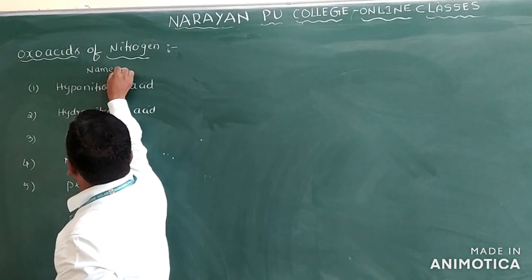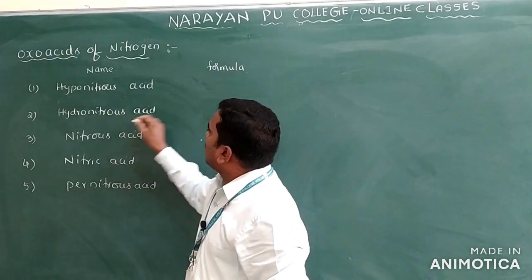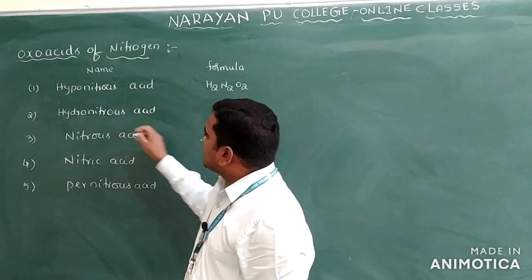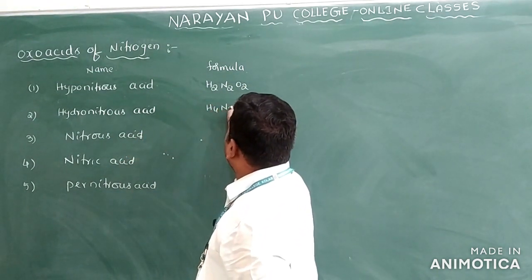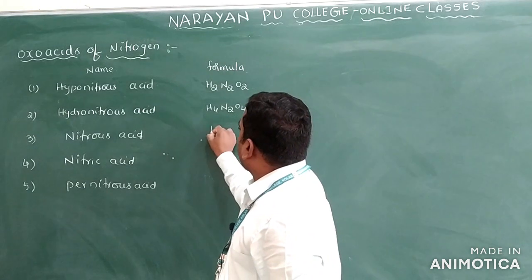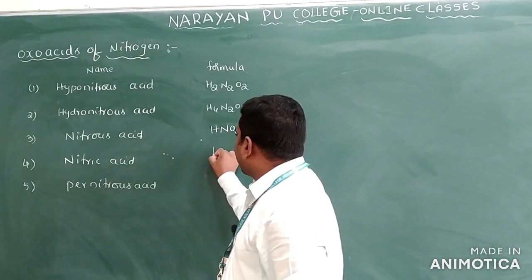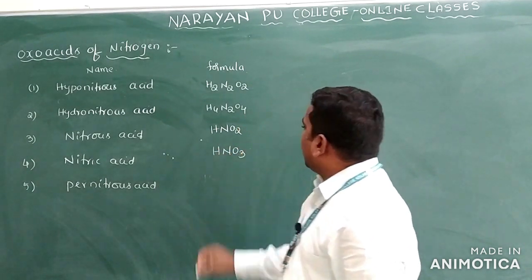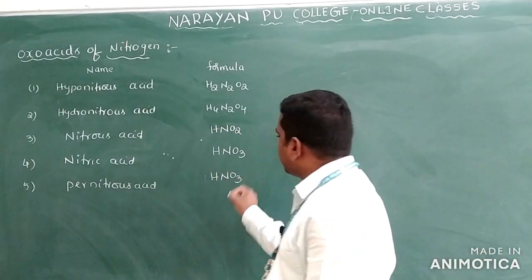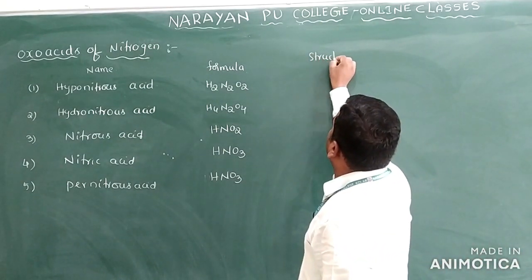Let's draw a table with the name and the formula. What is the formula of hyponitrous acid? H2N2O2. And hydronitrous acid is H4N2O4. Nitrous acid, you already know, is HNO2. The next one is nitric acid. What is the nitric acid formula? HNO3. And pernitrous acid also has the formula HNO3, but the structure is different. So I will write the formula here, and then the structure of the molecule.